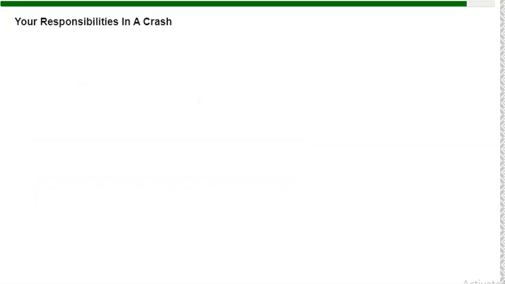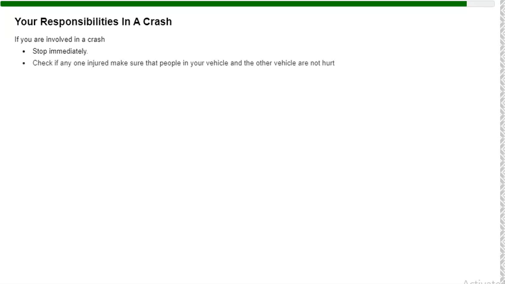Your responsibilities in a crash. If you are involved in a crash, stop immediately. Check if anyone is injured. Make sure that people in your vehicle and the other vehicle are not hurt. If anyone is hurt and requires an ambulance, dial 999 and an operator will assist you.